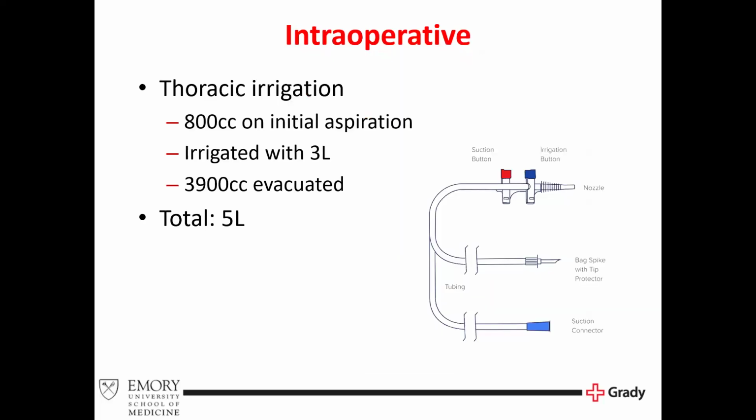After we had gotten our stent across, we proceeded with thoracic irrigation. On initial aspiration of the chest, even after evacuating the 3.3 liters of blood, we got an additional 800 cc's that had pooled in the chest during the case. We irrigated with 3 liters and evacuated 3,900 cc's after the irrigation of 3 liters. So a total of 5 liters of blood was ultimately evacuated from this patient's chest.